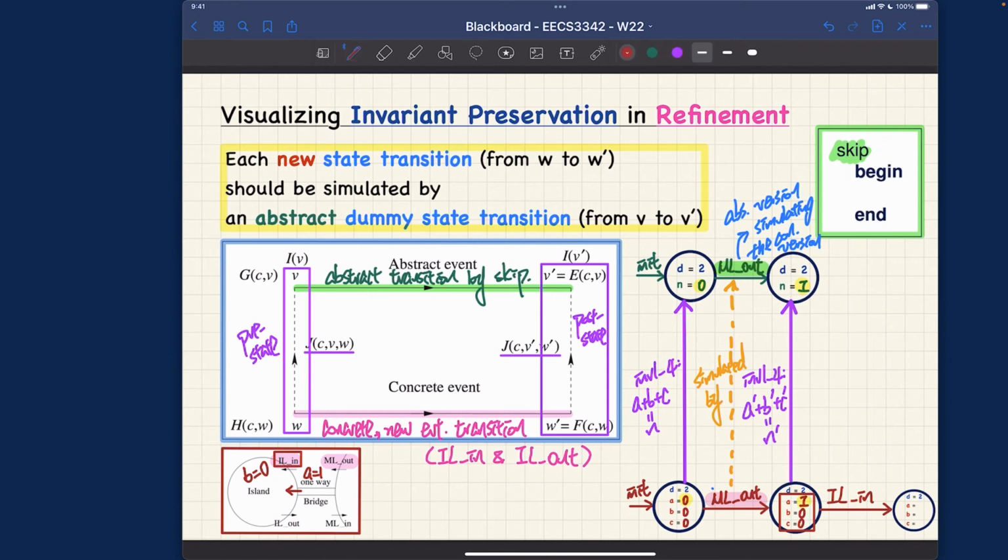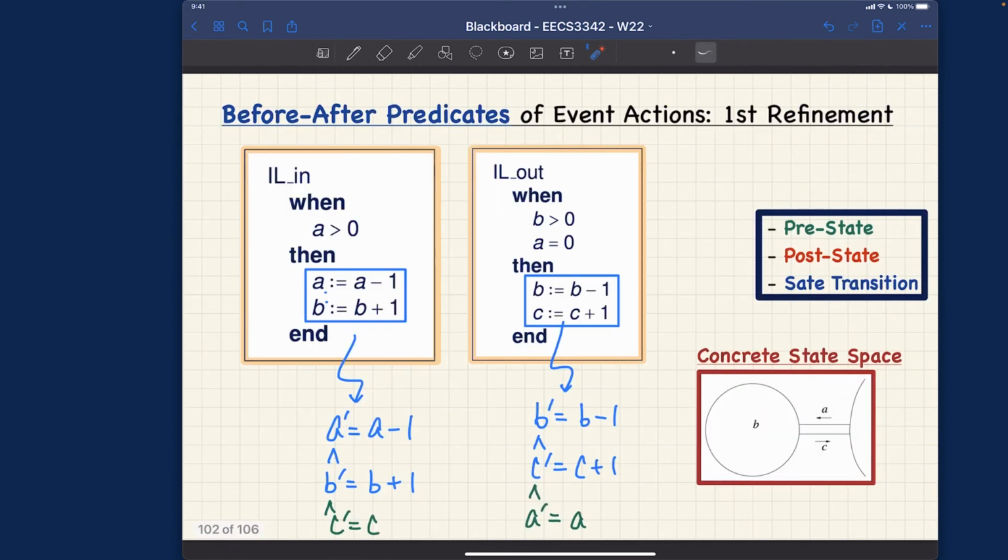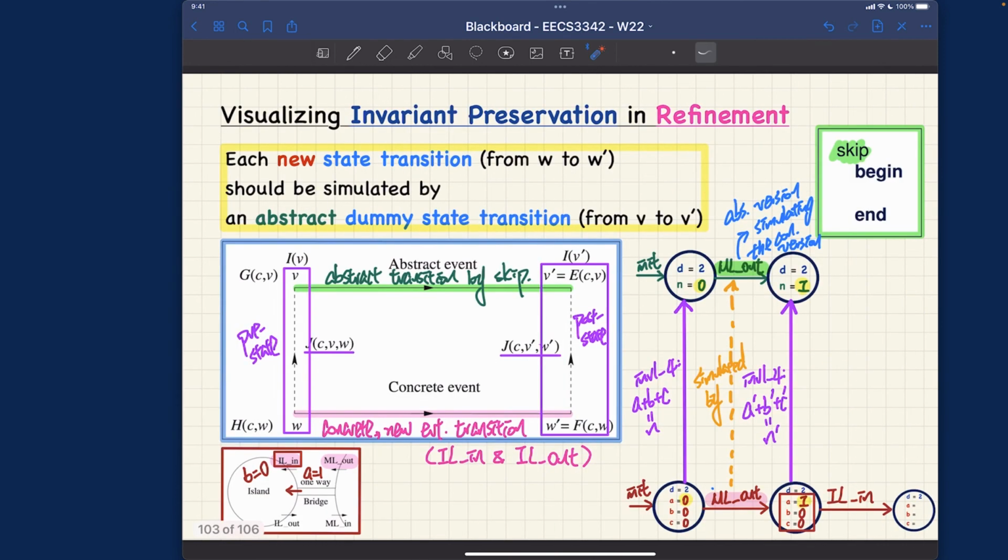So in this case, what should be the corresponding action, if you can recall? The corresponding action for island in is to decrement A and increment B. That makes sense, right? The car will get off the bridge and get into the island. So we're going to say A will be decremented from 1 to 0. And B remains the same. Oh, sorry, B will be incremented, right? 0 to 1. And for C, the traffic for the other direction will remain 0. That's what we have. So the main things we changed are two things.